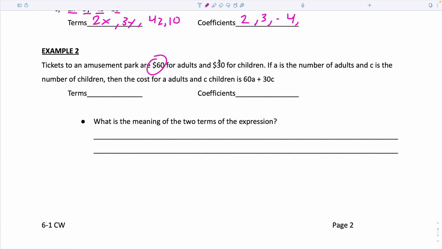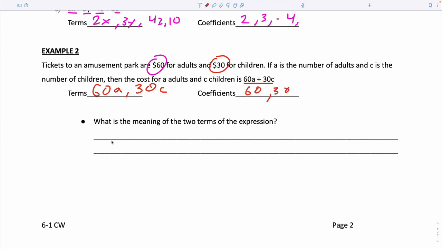Tickets for children. If A is the number of adults and B is the number of children, then the cost for A adults and 2 children is 60A plus 30C. They give you the expression, which is very kind of them. You need to write down the terms. Your terms for this would be what, Kieran? 60A and 30C. There's your terms. Your coefficients are 60 and 30.